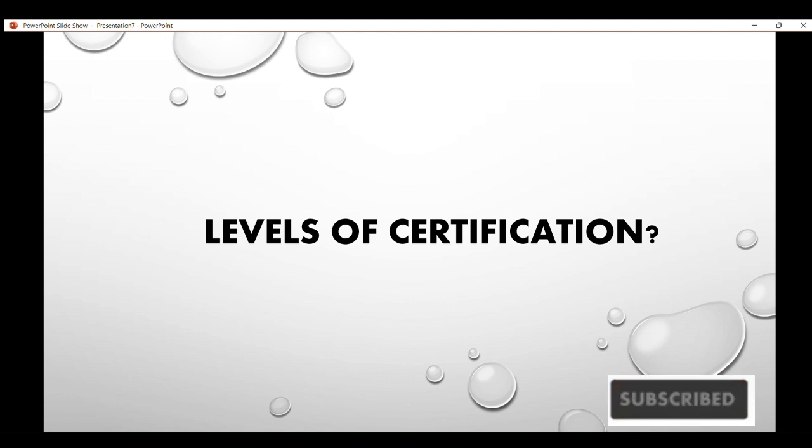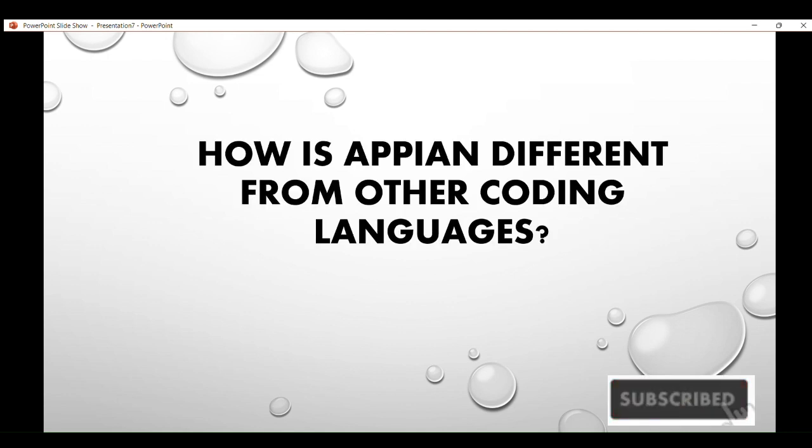Cool, moving on to the next question. How is Appian different from other coding languages? Appian is way different from other coding languages in terms of scalability, pricing, customization, and ease of use.